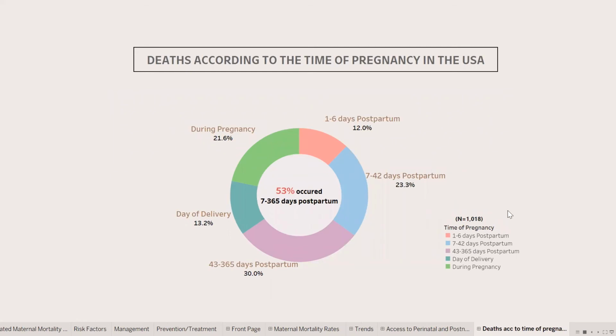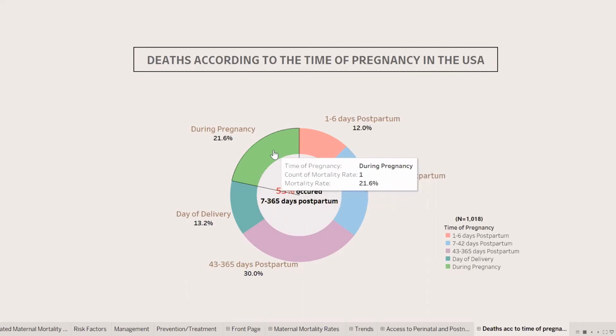This visualization shows the deaths according to the time of pregnancy in the US. Every pregnancy-related death is tragic, especially because 80% of them are preventable. Still, 700 women die each year from complications of pregnancy. Pregnancy-related death can happen anytime during pregnancy, at delivery, and even up to a year postpartum.